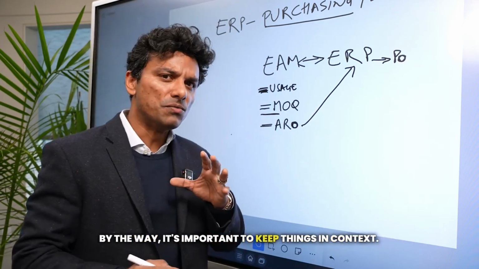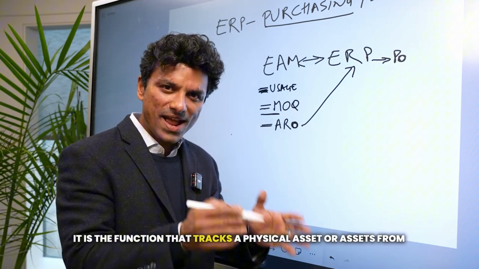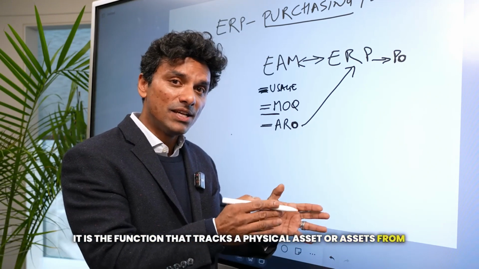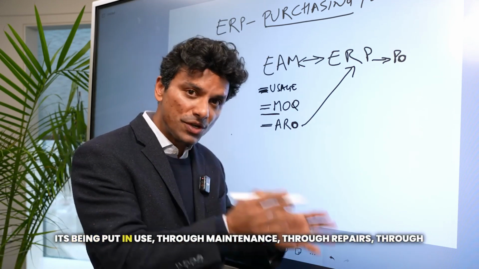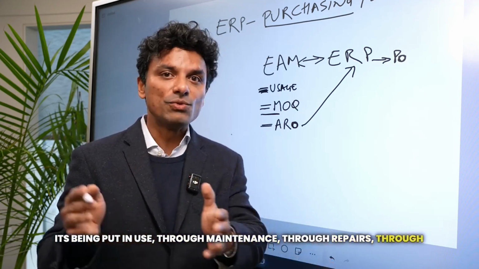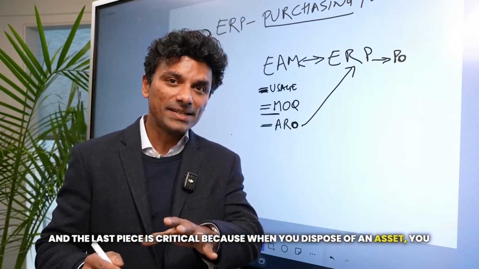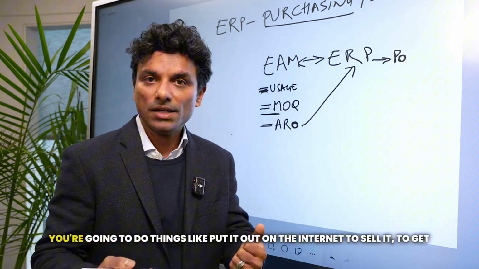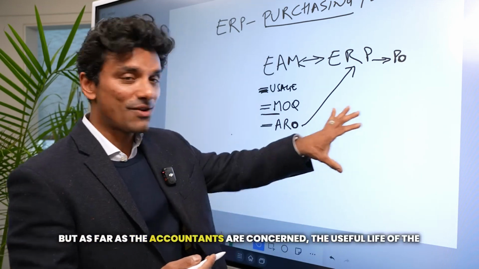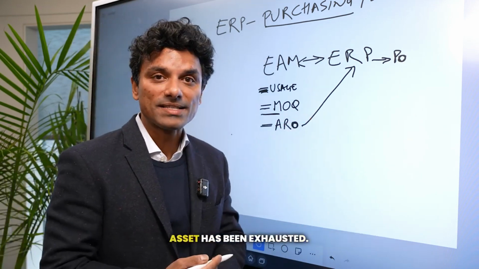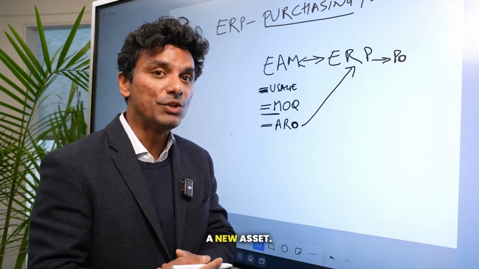By the way, it's important to keep things in context. What is enterprise asset management? It is the function that tracks a physical asset or assets throughout its life cycle, from its inception, from its purchase, from its being put in use, through maintenance, through repairs, through its disposal. And the last piece is critical because when you dispose of an asset, you don't just throw it away into the garbage. You're going to do things like put it out on the internet to sell it to get some value out of it. But as far as the accountants are concerned, the useful life of the asset has been exhausted. They've recovered all the depreciation and they can move on to buying a new asset.